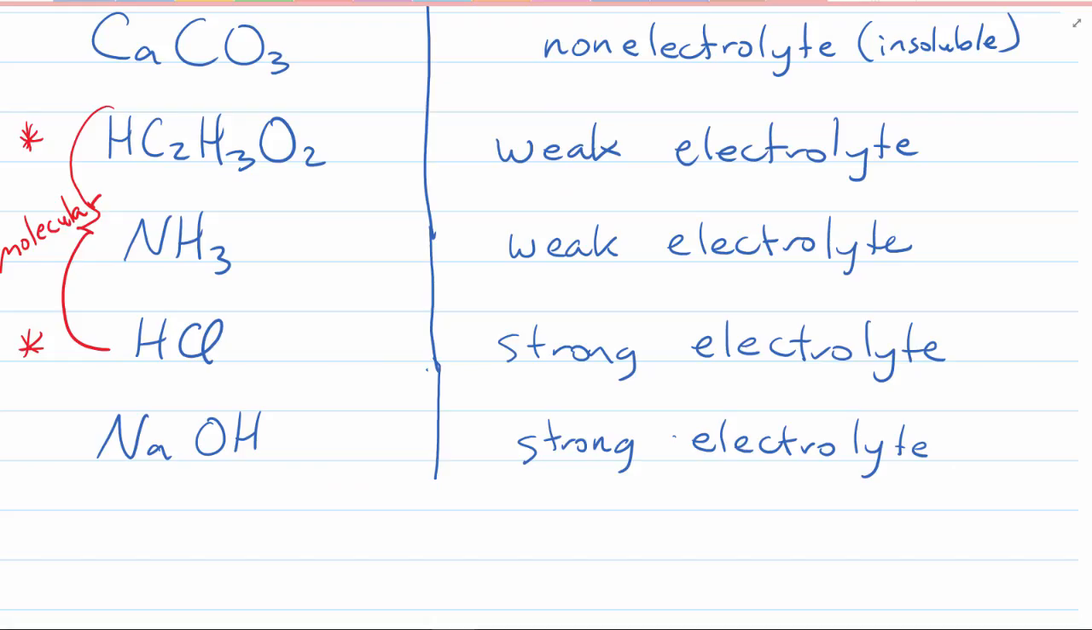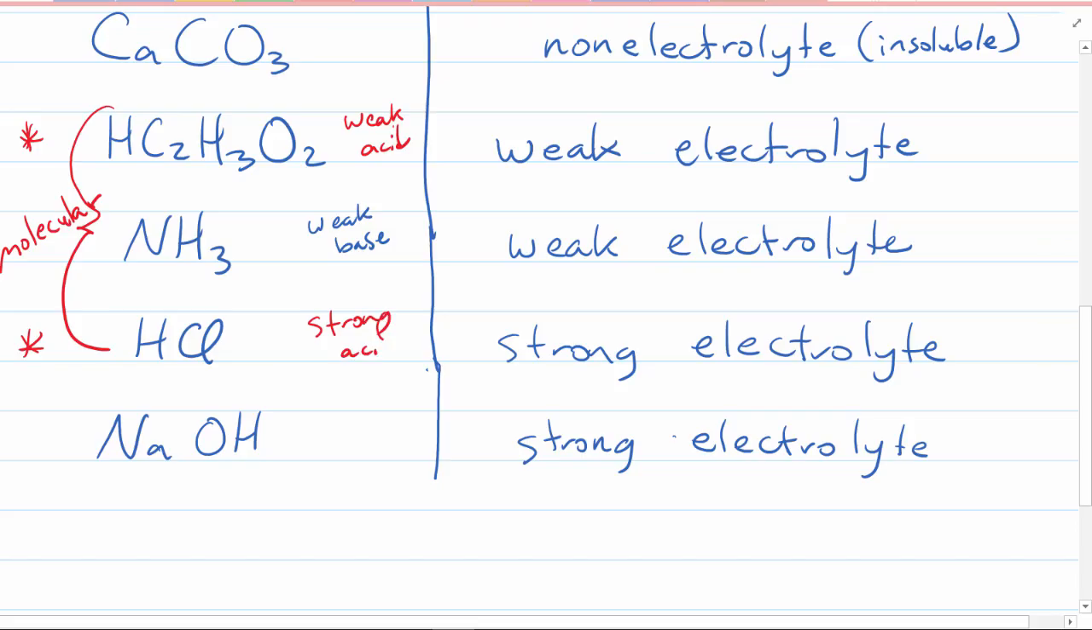So going off of that then, the acetic acid would be a weak acid. The ammonia would be a weak base. The hydrochloric acid would be a strong acid. And the sodium hydroxide is going to be a strong base.